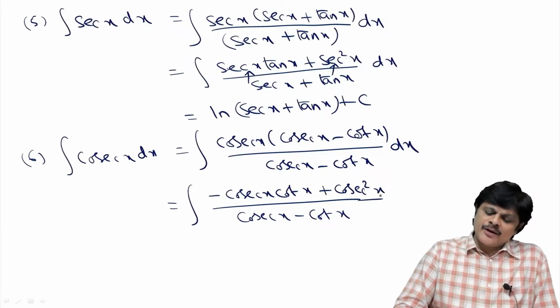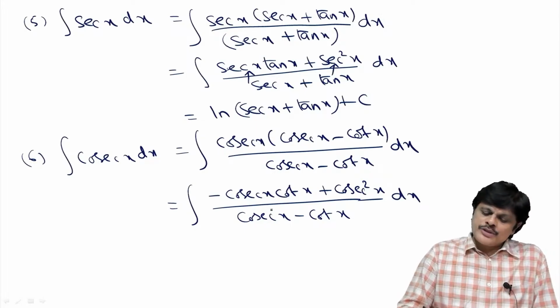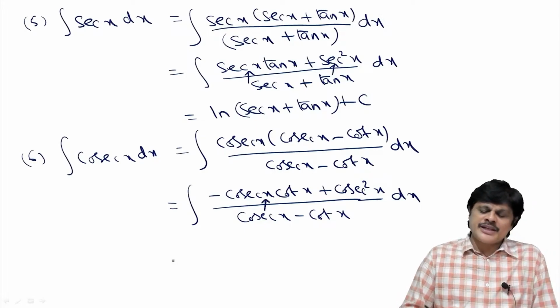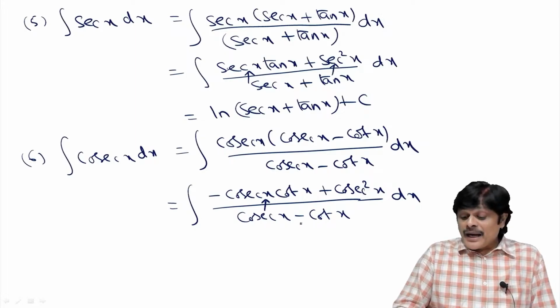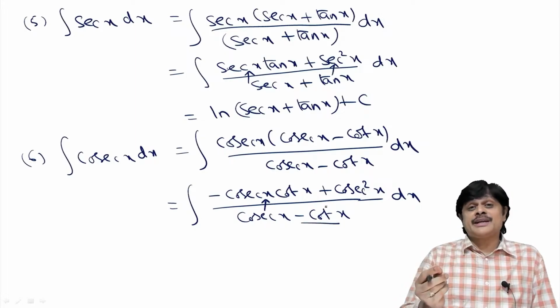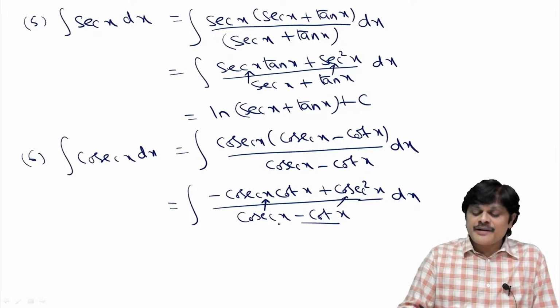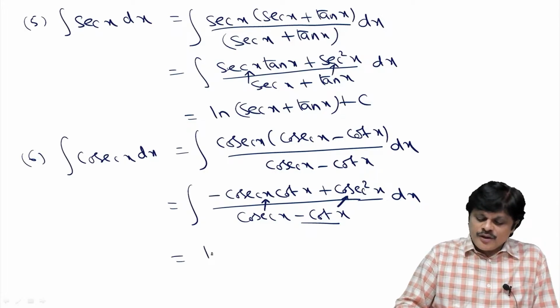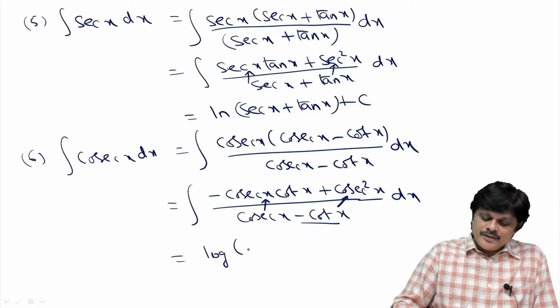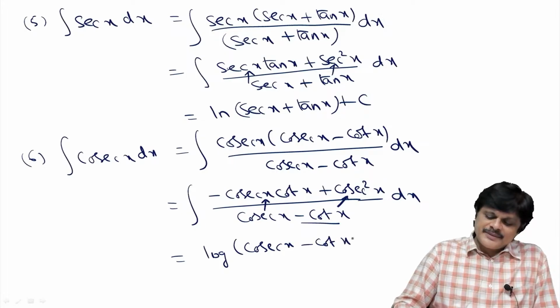See, I am just writing in the order, for denominator matching. Now cosecant x derivative is minus cosecant x cot x. Minus cot x derivative is, because cot x derivative is minus cosecant square x, so minus of minus, plus cosecant square you are going to get. So the numerator is the derivative of the denominator, which gives log of cosecant x minus cot x.